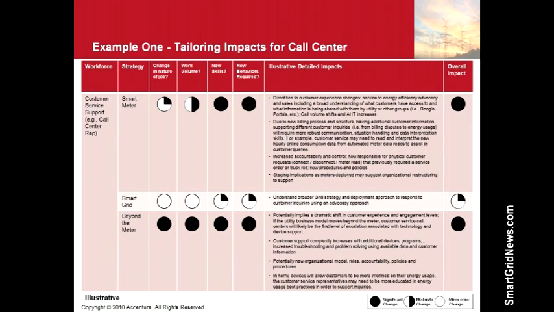So you'll see, for example, in the customer service function, if you're going down the smart metering path, the nature of the call center rep's job is that they're still answering phone calls, right? The difference between that and the potential, depending upon your strategy for beyond the meter, is ultimately a dramatically different change in the nature of that customer service representative's job. So just an example of that.